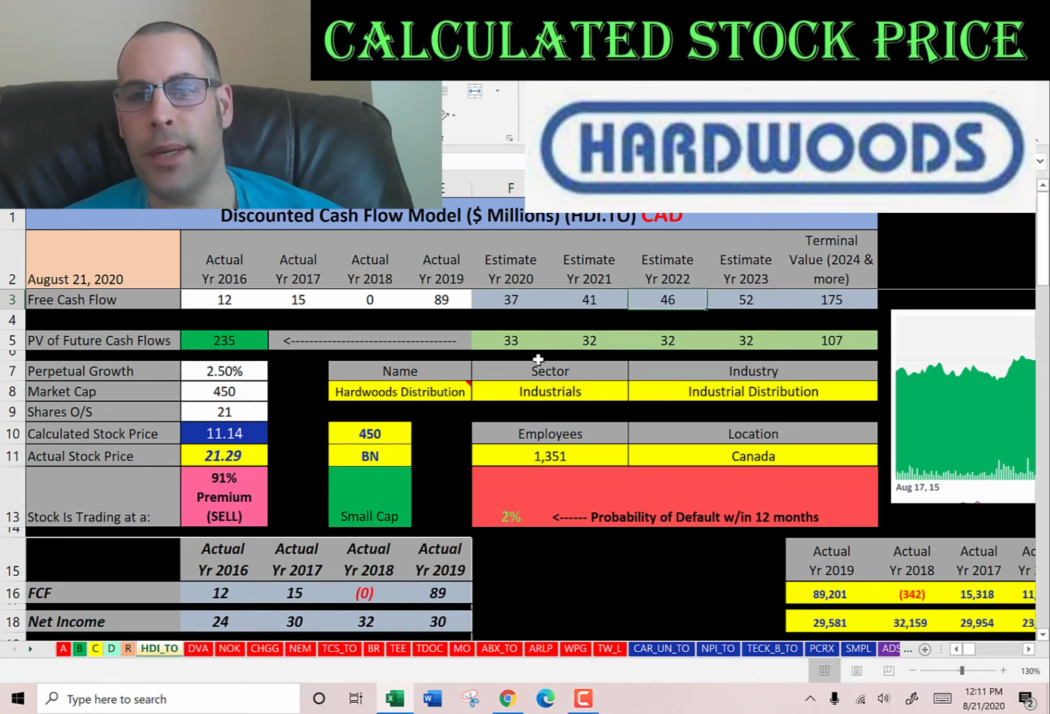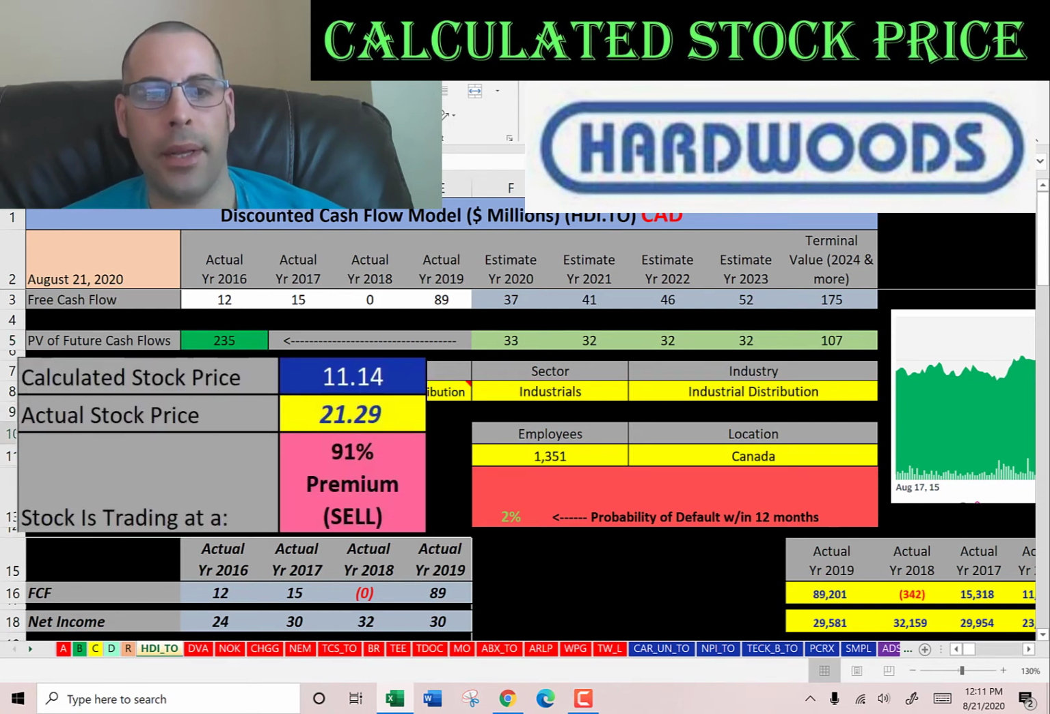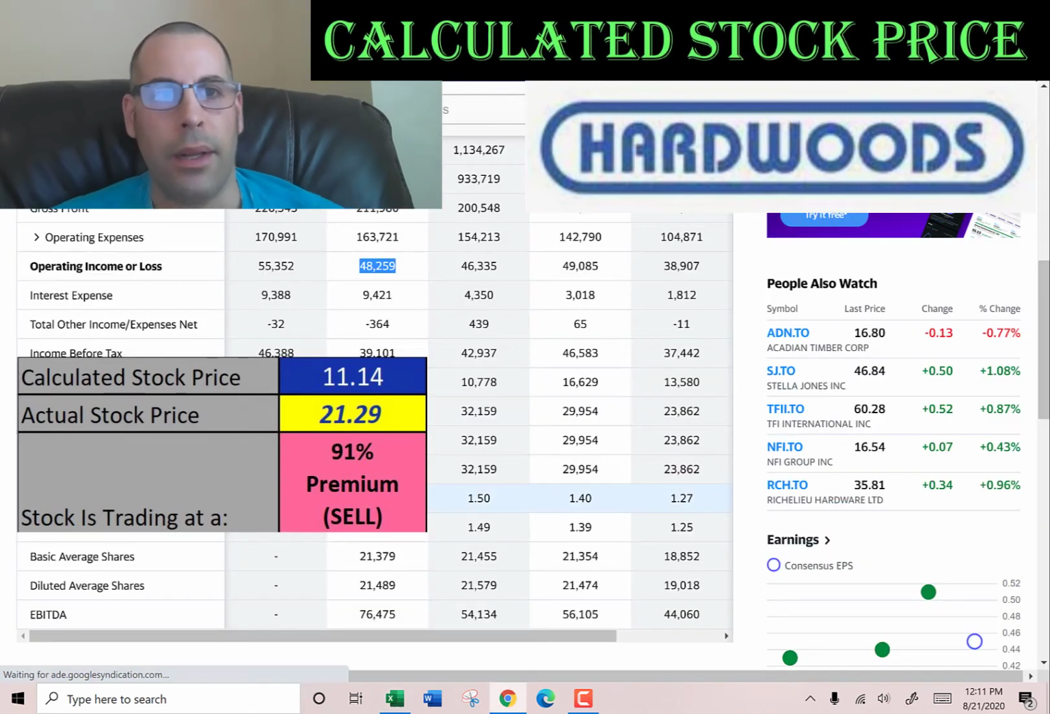We estimated 4 years of future free cash flows, that's here in blue. We also estimated a terminal value, which is all cash flows past year 4. We discounted those numbers back to today using the weighted average cost of capital, that's here in green. And we get a value of the company at $235 million. We divide that by 21 million shares. We get a calculated stock price of $11. It's trading at $21. So it's trading at a 91% premium, so it's a sell according to the model.